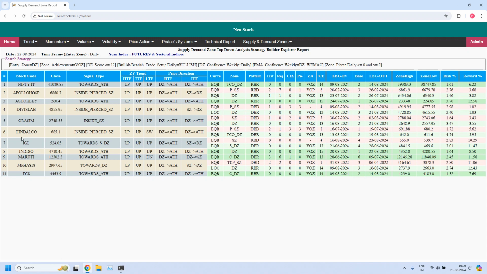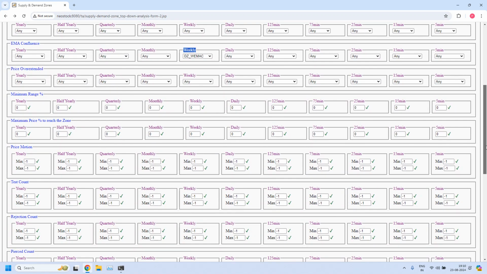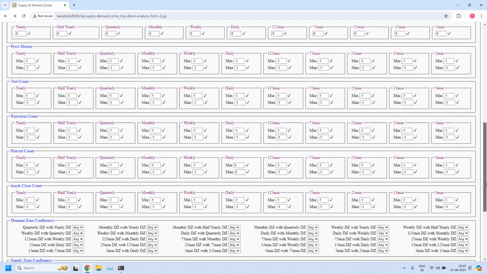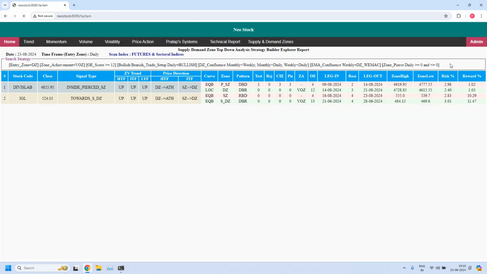Out of these 11, are any of the stocks having confluence with the monthly time frame? That also let's verify. So I am going to add demand zone confluence. Already we selected daily demand zone with weekly demand zone, which is already enabled. Now daily demand zone with monthly demand zone, we also added HTF confluence, and also weekly demand zone and monthly demand zone I am enabling. Let's filter the stocks. These two stocks are filtered.